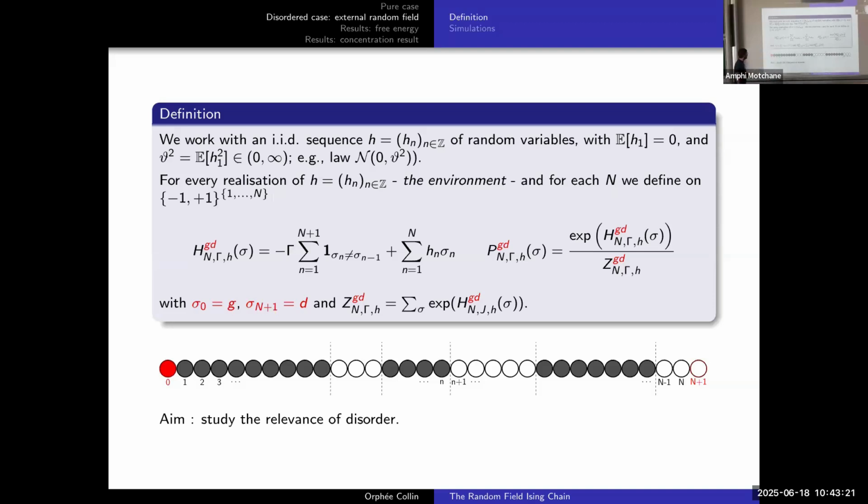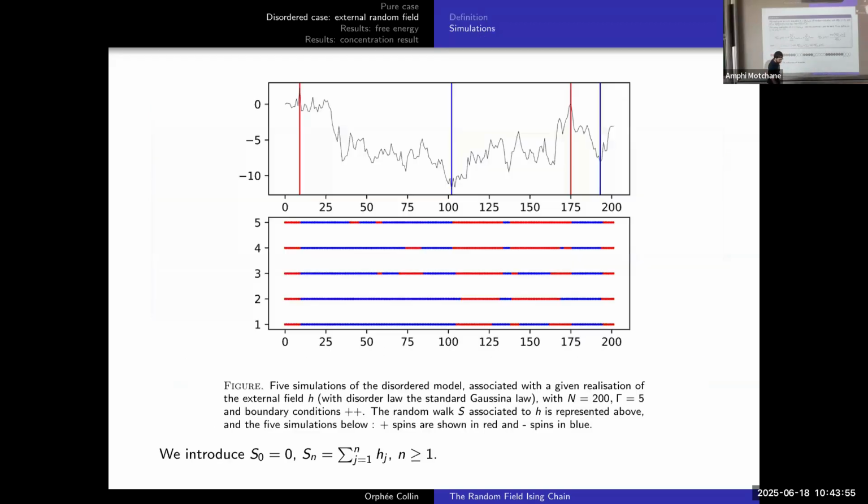So the aim is to study the relevance of disorder, to see if adding this disorder sequence modifies the behavior of the system. And so we're going to work with a fixed intensity, so you can think of theta squared, the variance, as being fixed. And we're going to take gamma, the intensity of the interactions, to go to infinity. And we're going to see that even if gamma goes to infinity, the field still plays a huge role.